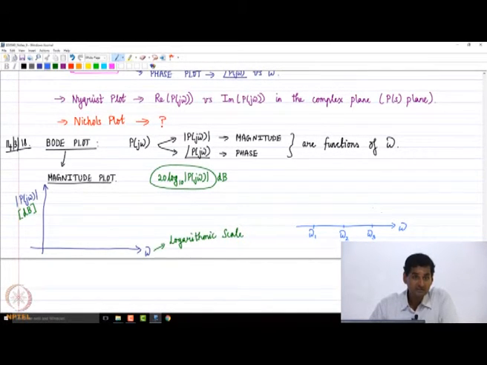If I use a linear scale, these 3 points are equidistant from one another, that is, the distance between omega 1 and omega 2 is equal to the distance between omega 2 and omega 3. So what it means is that omega 2 minus omega 1 is going to be equal to omega 3 minus omega 2. On the other hand, if I use a logarithmic scale, what can I interpret?